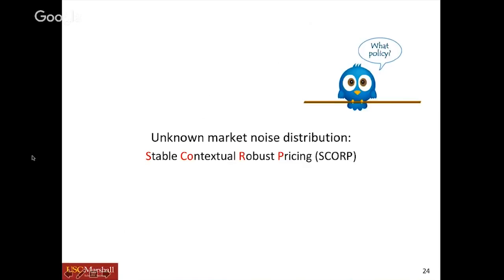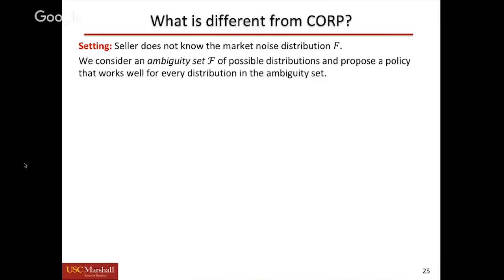Now, the second policy that we have is the stable CORP. What's different from the setting that we considered so far is that the seller doesn't know exactly what the distribution of noise is, but has some ambiguity set, calligraphic F, that is the set of all possible distributions, and wants to come up with a policy that works uniformly well over this family.